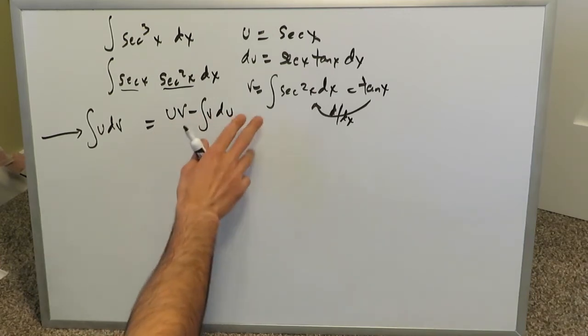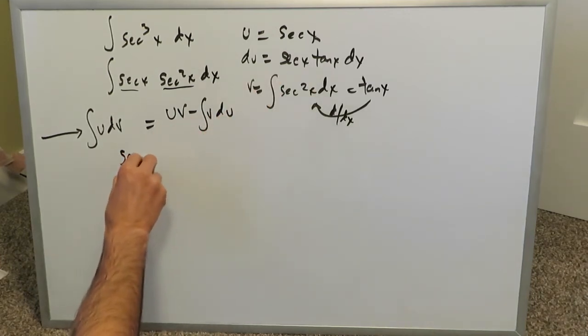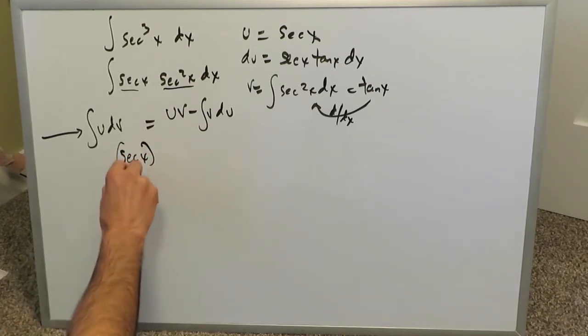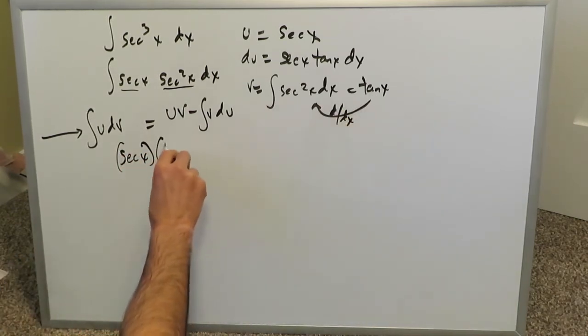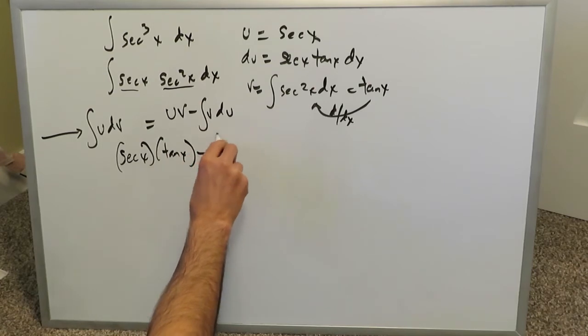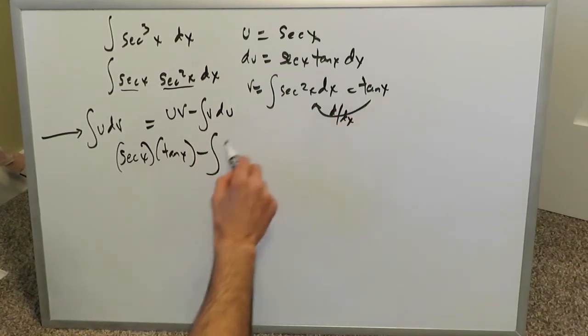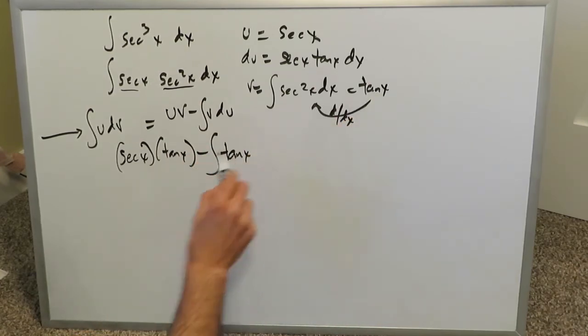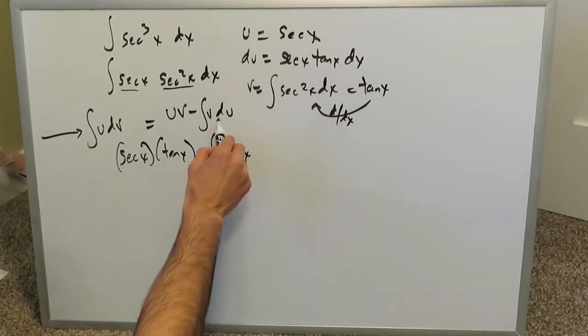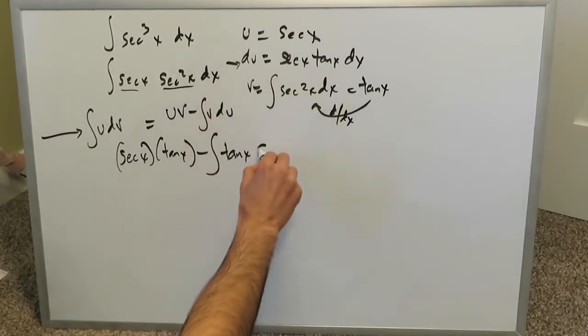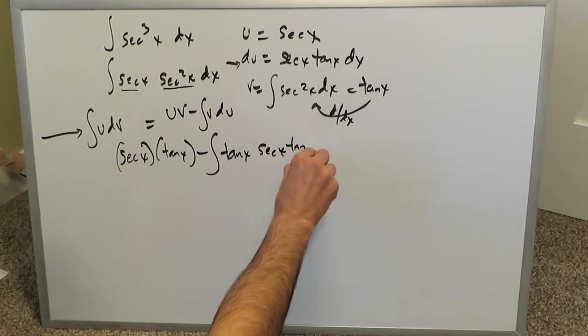uv minus integral v du. U was what? Secant x. What's v? Tan x, right? Minus integral of v, tan x, right? V is tan x. What's du? Du is all of this: secant x tan x dx.